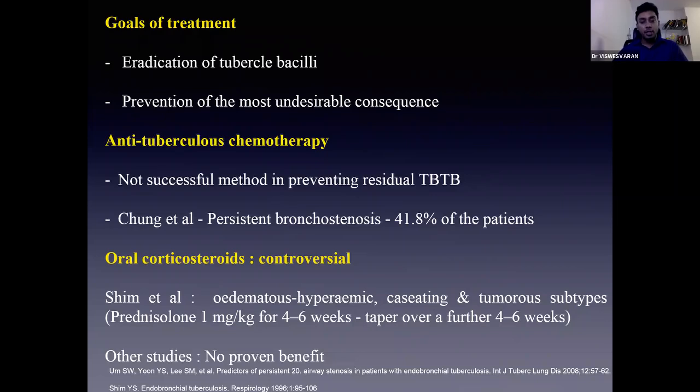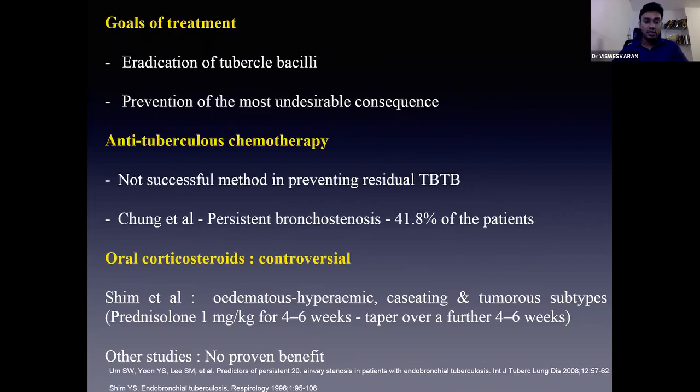In a study by Chung et al., persistent bronchostenosis was observed in as high as 41.8% of patients with tuberculosis. Even in pharmacological management, there have been a few case reports about the role of oral corticosteroids, but even now it is considered to be a controversial thing.